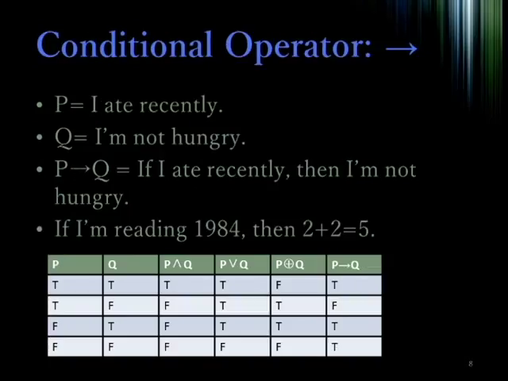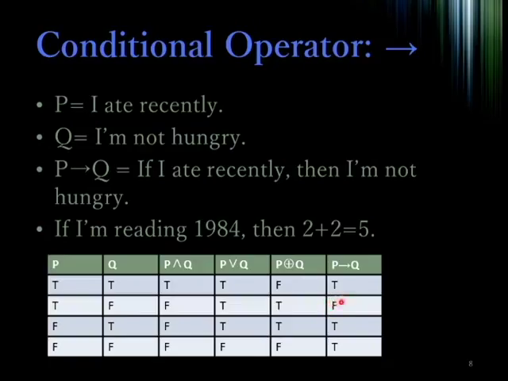Next, we have the conditional operator. It's read P implies Q, or if P then Q. To give some examples, if I ate recently, then I'm not hungry. In this case, I am not saying whether or not I'm hungry if I have not eaten recently. And as such, P implies Q will be true when P is false.